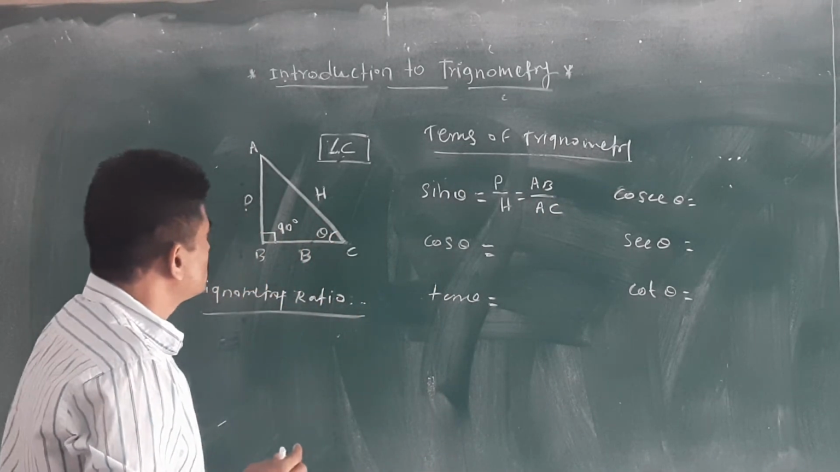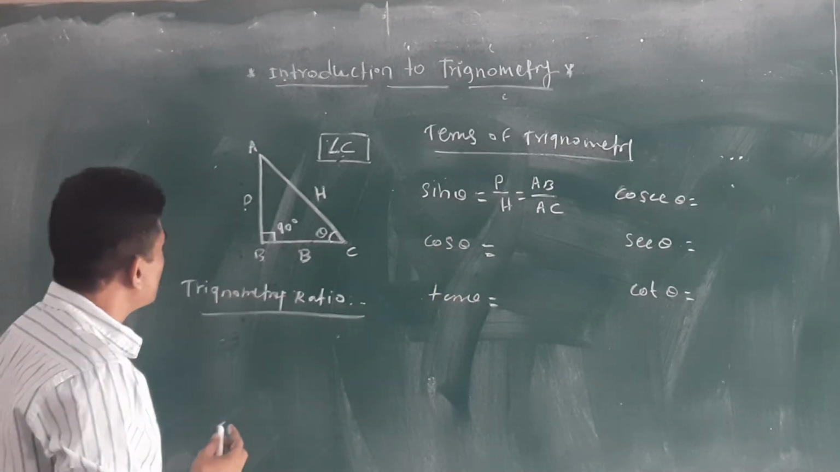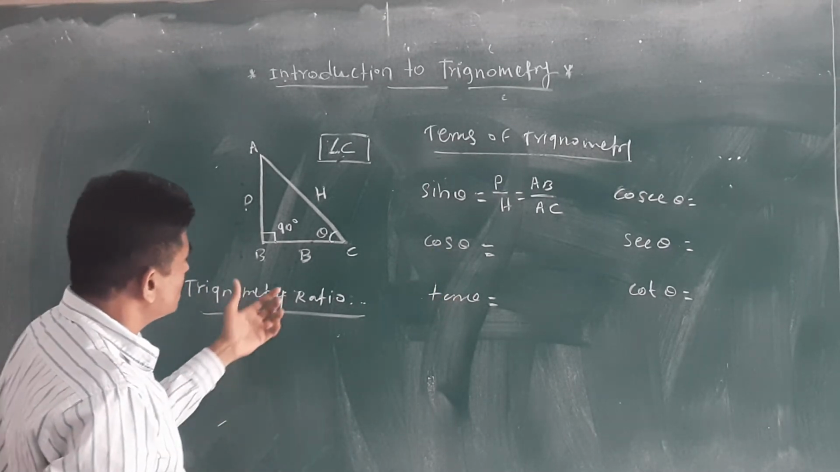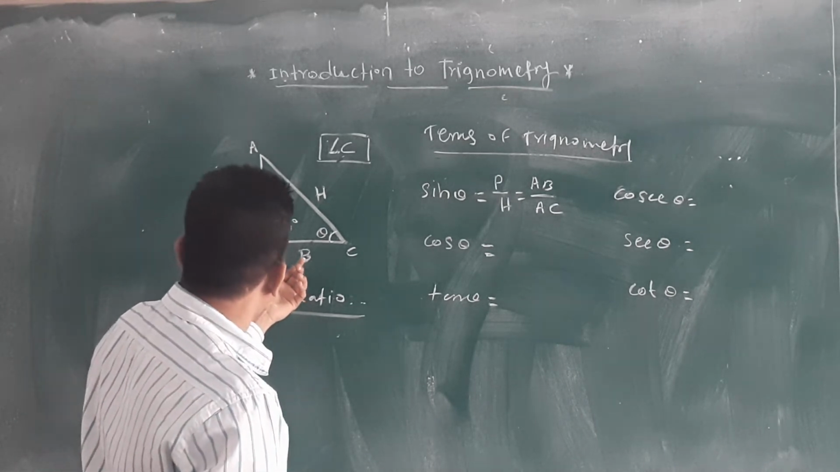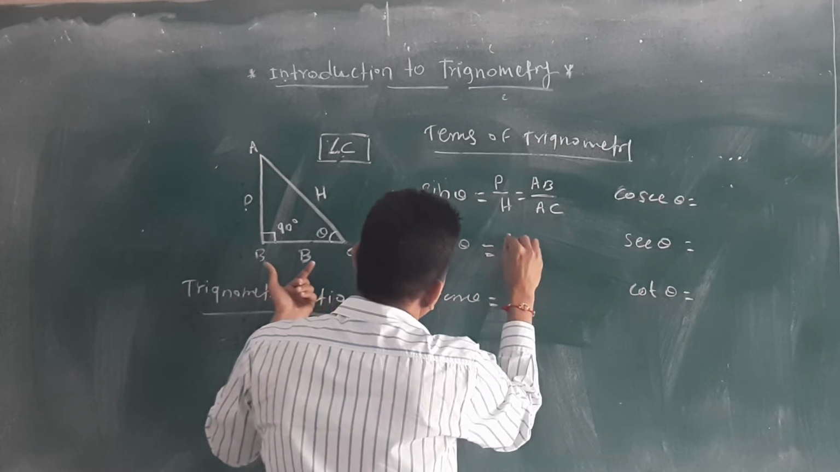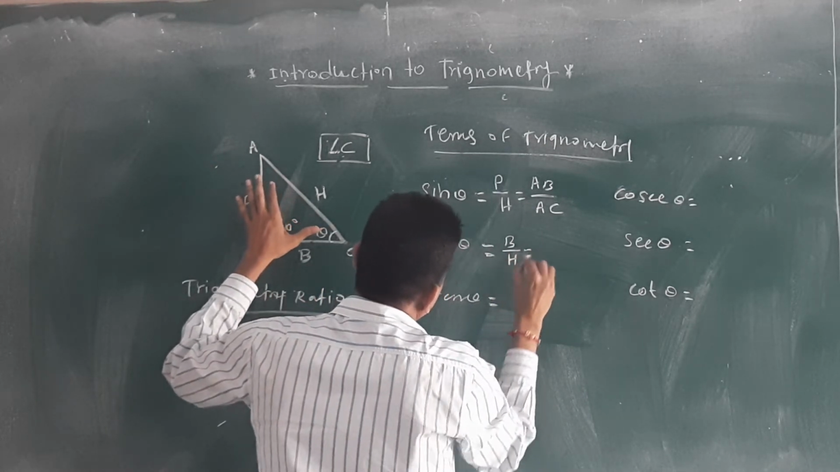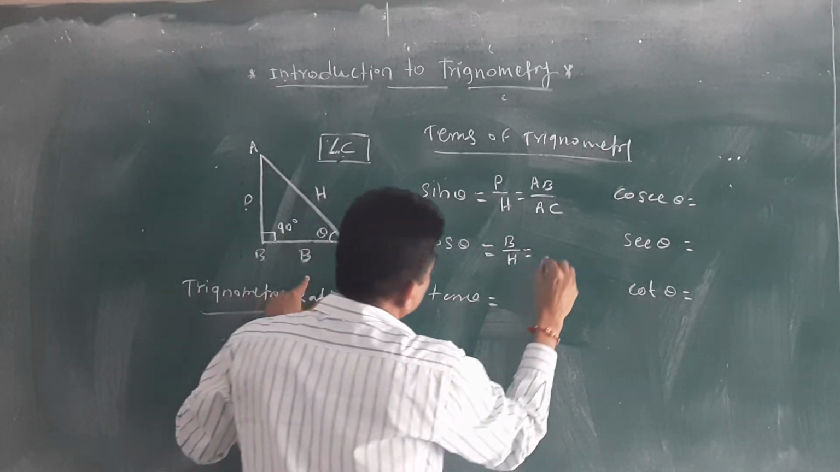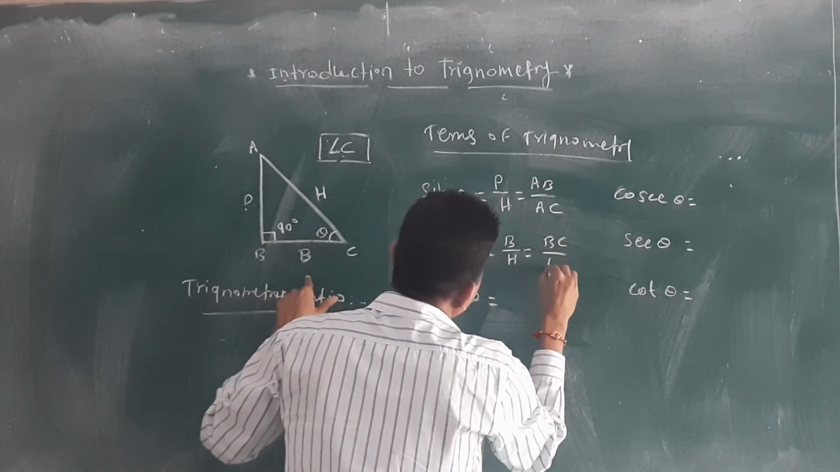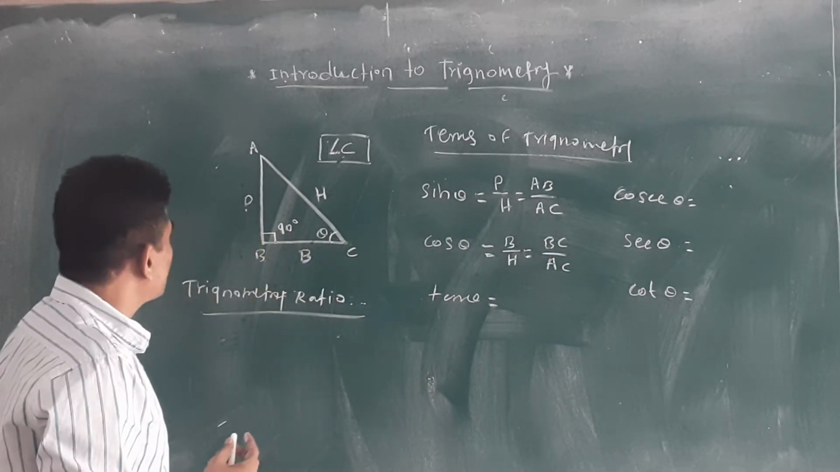Hypotenuse side. Similar way, we want to calculate the cos theta. Then how to calculate the cos theta? Cos theta is nothing but the base side divided by hypotenuse side. What is the base side? B is there and hypotenuse H is there. What is the value of this? BC divided by again AC.